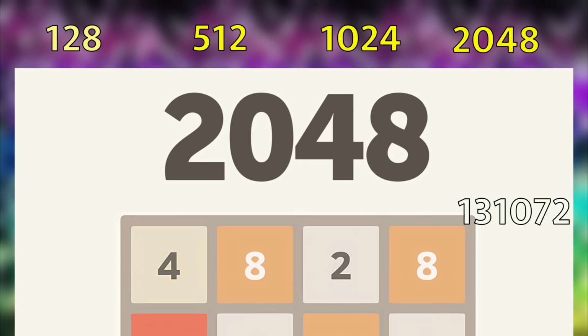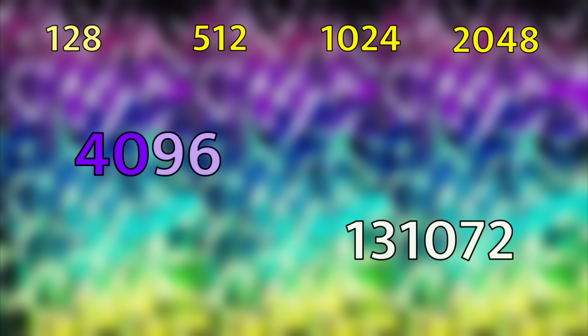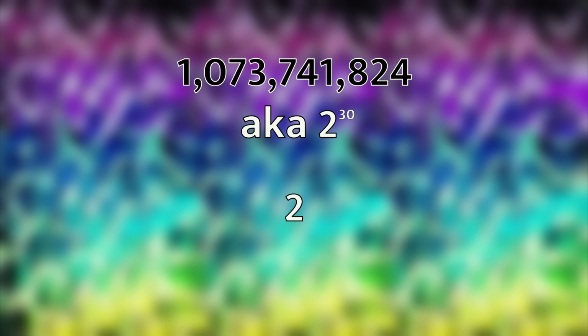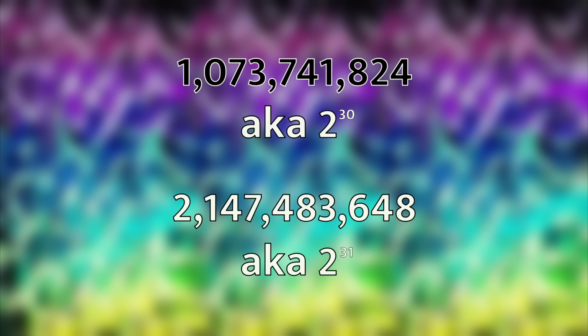128, 512, 1024, and 2048 all snag a shade of yellow due to the game 2048. 4096 ties between 2 shades of purple, 131,072 ends up as light blue, and 1,073,741,824, also known as 2 to the power of 30, had 2 submissions, both of which were black, and the absolutely massive number of 2,147,483,648, otherwise known as 2 to the 31st power, had 2 submissions, both of which gave it red.